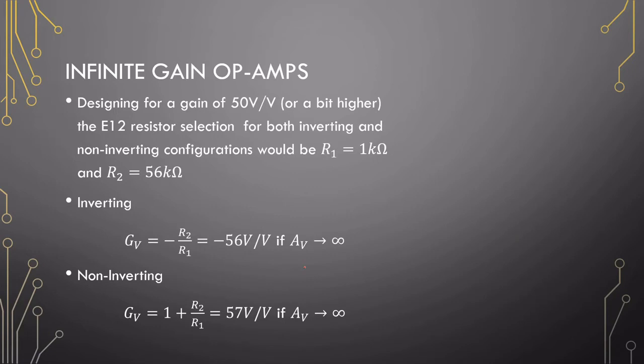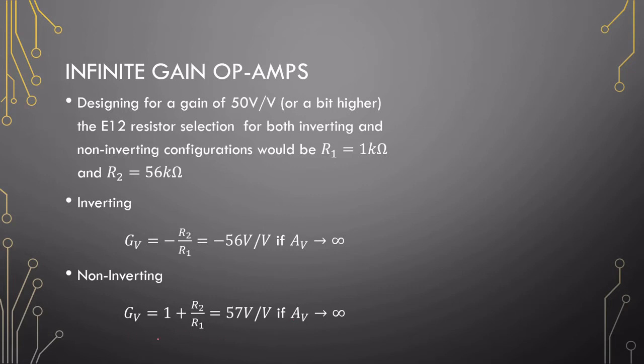So if we have infinite gain and we want the amplifier with a gain of 50 volts per volt, this is where we start with the problem of today. You will typically choose a 56K and a 1K resistor to have a gain a bit larger than 50 volts per volt, right? So for the inverting, you would end up with minus 56, and the non-inverting, you will end up with 57. This is if our amplifier's gain is infinite.